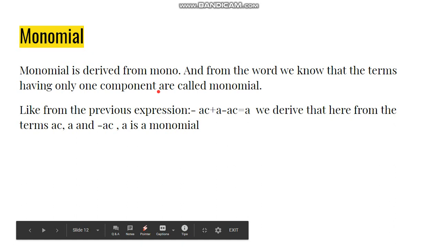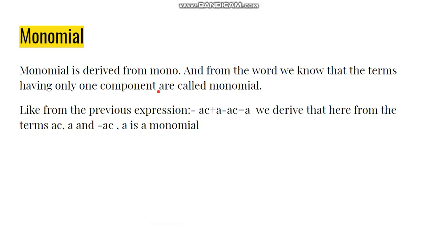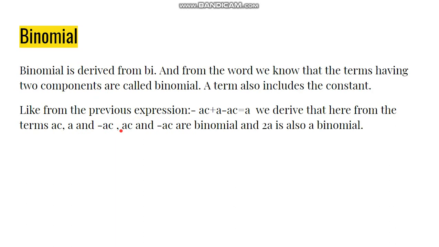Number 1, monomial. Monomial is derived from the word mono, and from the word we know that the terms having only one component are called monomial. Like from the previous expression, AC plus A minus AC, or AC, A and minus AC, we derive that from all the terms AC, A and minus AC, A is a monomial as it has only one term, which is A.